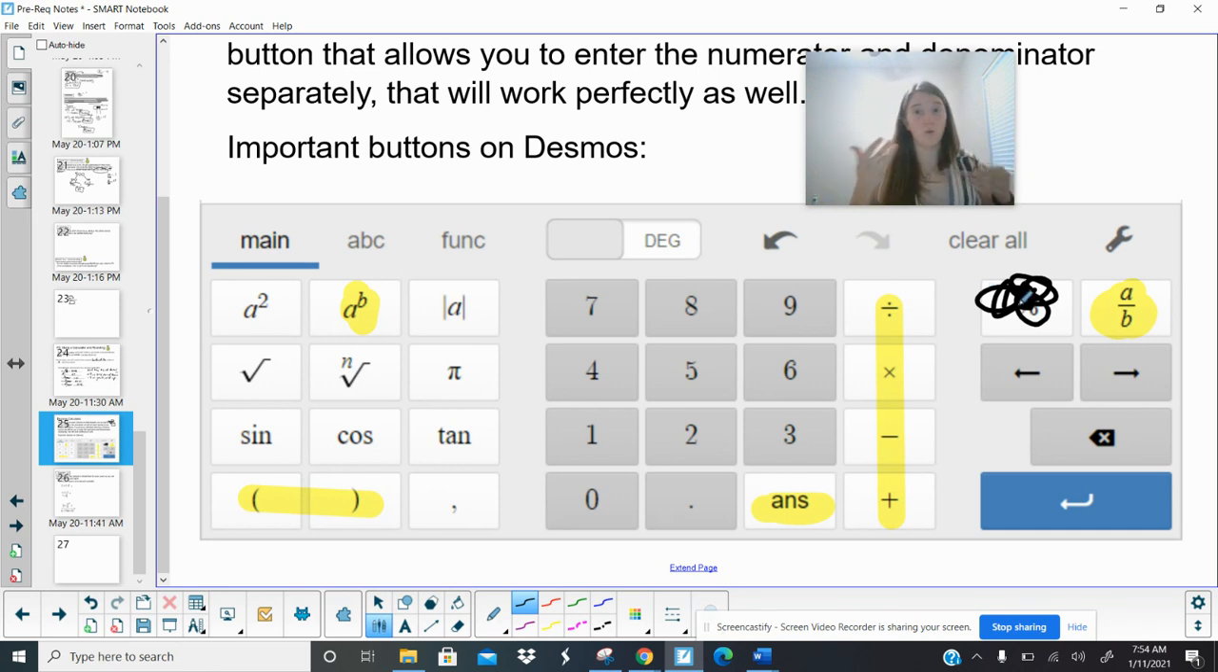I taught you how to work with percents. You see a percent and you go, I promised Miss Holberg I must divide it by 100 and get it as a decimal and then multiply with it. So don't use that button.